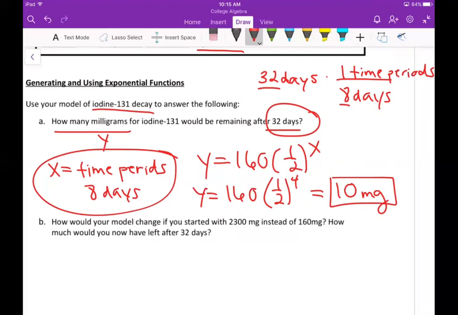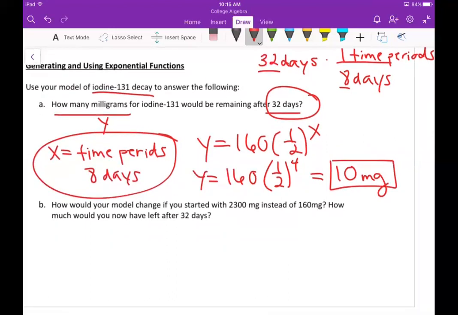Okay, so see if you can really understand this model. Take that original model, y equals 160 times 1/2 to the x, and how would this then change if instead we started with 2,300 milligrams instead of that 160 that we originally were talking about? How would that model change, and then how could you use it to figure out how much you had left after 32 days?